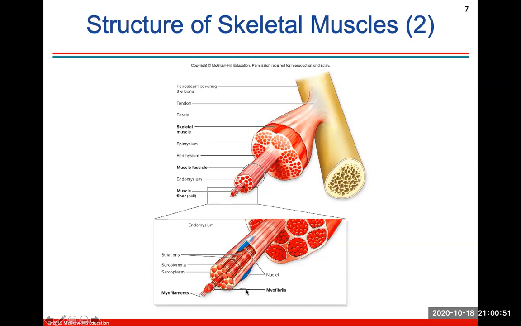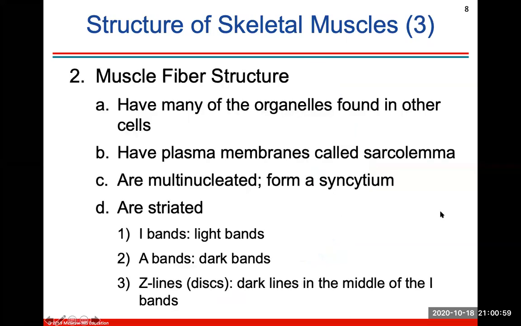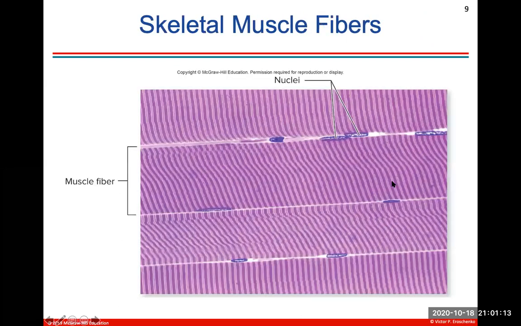Muscle fibers are made of myofibrils, and the myofibrils are made of myofilaments. And within these myofilaments is where we'll focus, and that's where contraction occurs. Muscle fibers are striated. The I bands are light bands, the A bands are dark bands, and the Z lines are the discs that are the dark lines in the middle of the I band. So this is what skeletal muscle looks like. You can see it's striated. The nuclei are pushed off to the periphery.